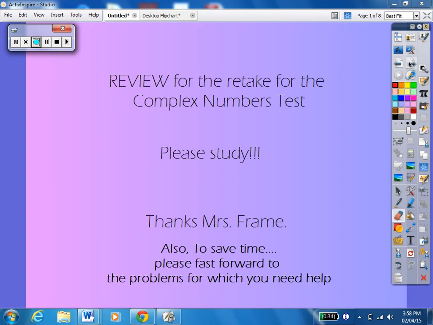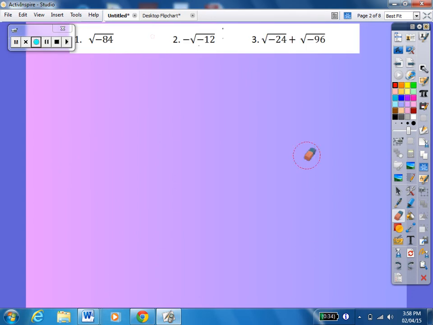Here we go. Alright, so the first question we're looking at here, these are the radicals, the imaginaries that you have to simplify. So if you're still struggling with this, take a look at this video page here. So first thing you have to remember when we're doing radicals is you always have to take the I out first. So first we're going to take that I out and we're going to rework it. So we have the square root of 84. We're going to get that I out of there.